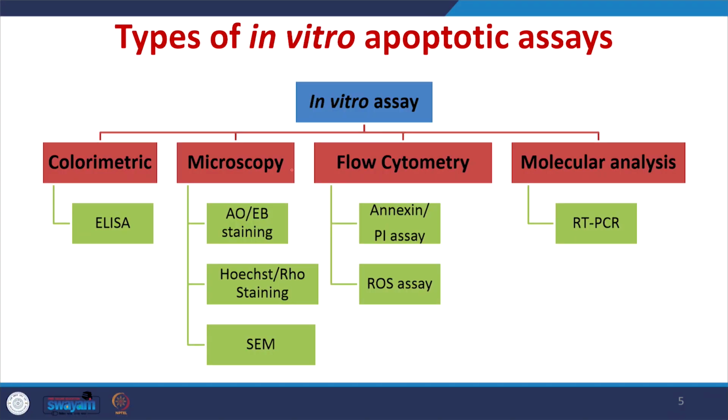Under the in vitro assay, we can broadly divide into colorimetric, microscopic, and flow cytometry and molecular analysis. Under colorimetric, we are going to learn the ELISA technique. Under the microscopic, we are going to learn acridine orange ethidium bromide staining and Hoechst rhodamine staining, and also SEM analysis, how we can use the scanning electron microscope for understanding the apoptosis. Under the flow cytometer, we are going to learn the annexin V assay as well as ROS assay. Under the molecular analysis, we are going to learn the RT-PCR.